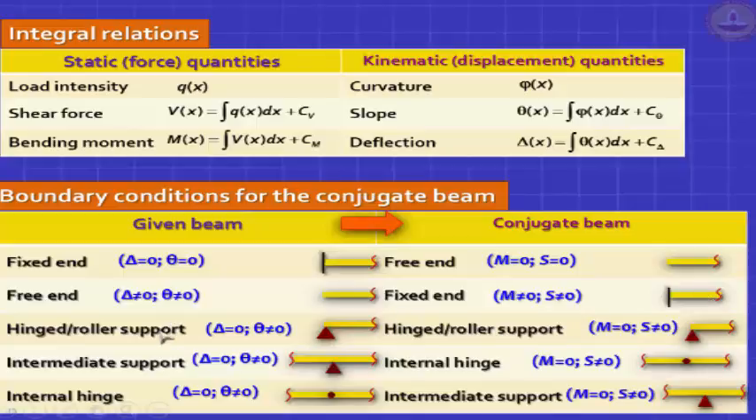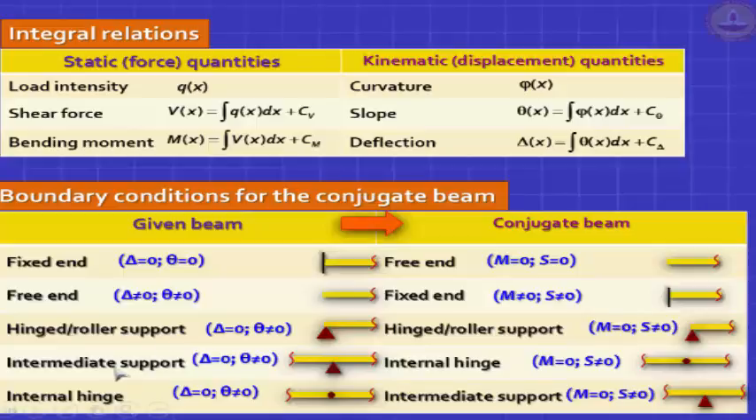What happens to a hinged or roller support? Well, in a hinged or roller support, deflection is 0. That means bending moment is 0. And rotation is non-zero. That's why it's free to rotate, which means shear force is non-zero. That will always be satisfied in the same hinged or roller support. So, in a real beam, if you have a hinged or roller support, keep it like that in the conjugate beam. No need to change anything.